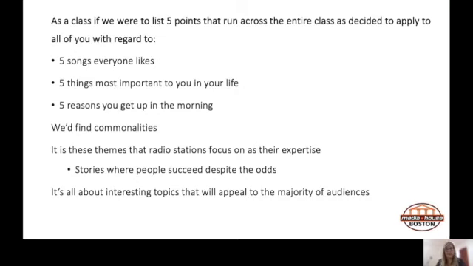It's these themes, these specific things that radio stations focus on as their expertise. So stories where people succeed despite the odds is a big one. That's one that stands out. We love stories with hope in it because we all like to have a little bit of hope in us, and we all like to think that despite the odds, we will succeed. And we love stories with happy endings. It's just in us, okay, as people. It's all about the interesting topics that will appeal to the majority of the audiences. So that's what it's about.